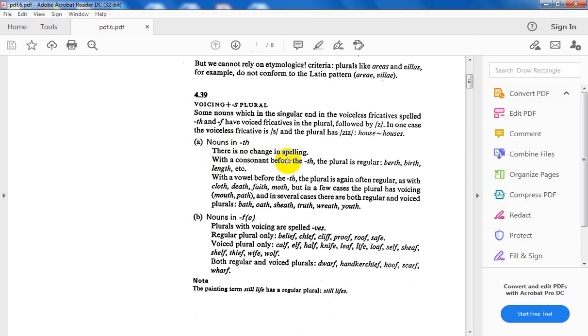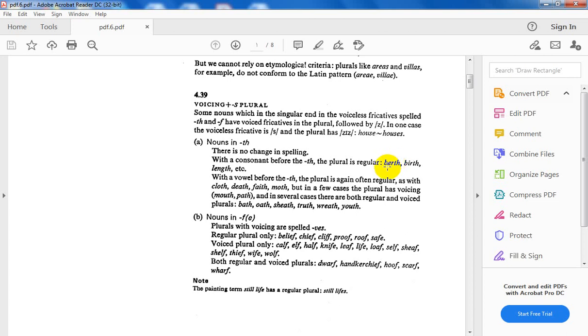In the pronunciation, let us see. With a consonant before the th, the plural is regular. If the final th is preceded by a consonant, it just takes the regular plural form, adding s or es. The th stays the same.